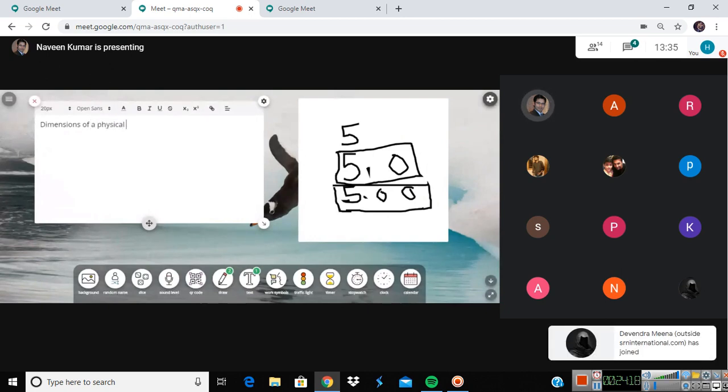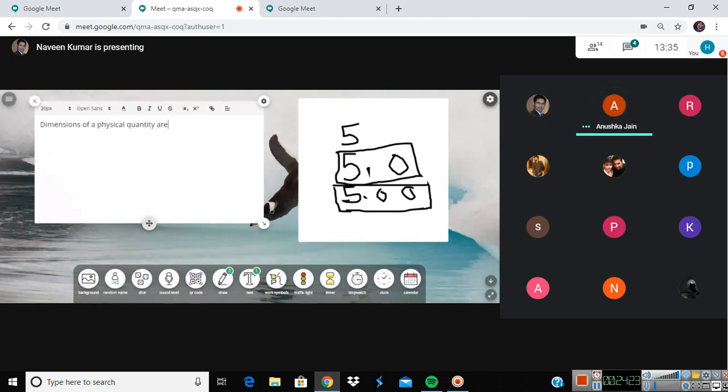Dimension of physical quantity are the powers to which units of base quantity are raised.